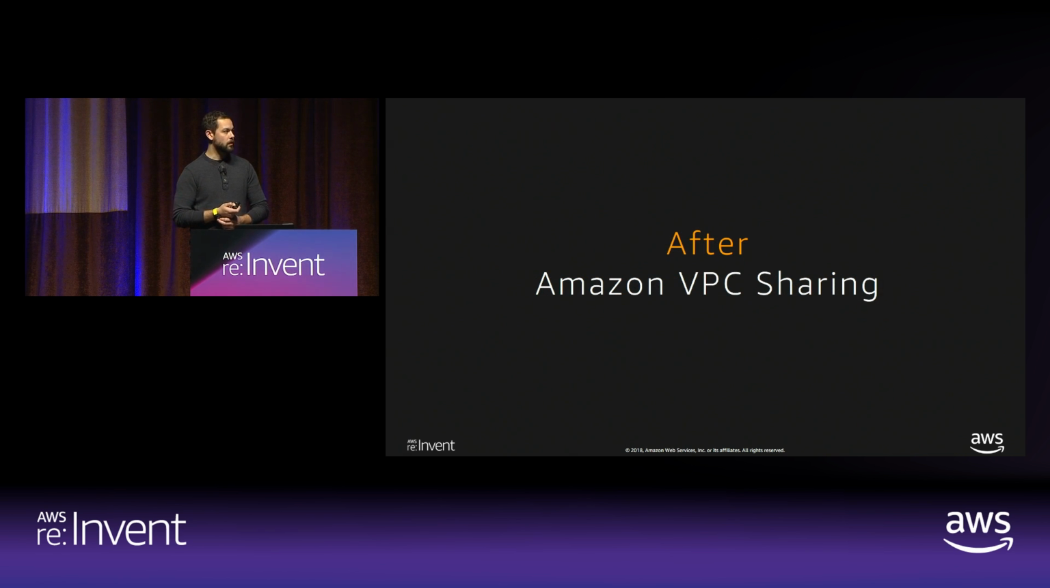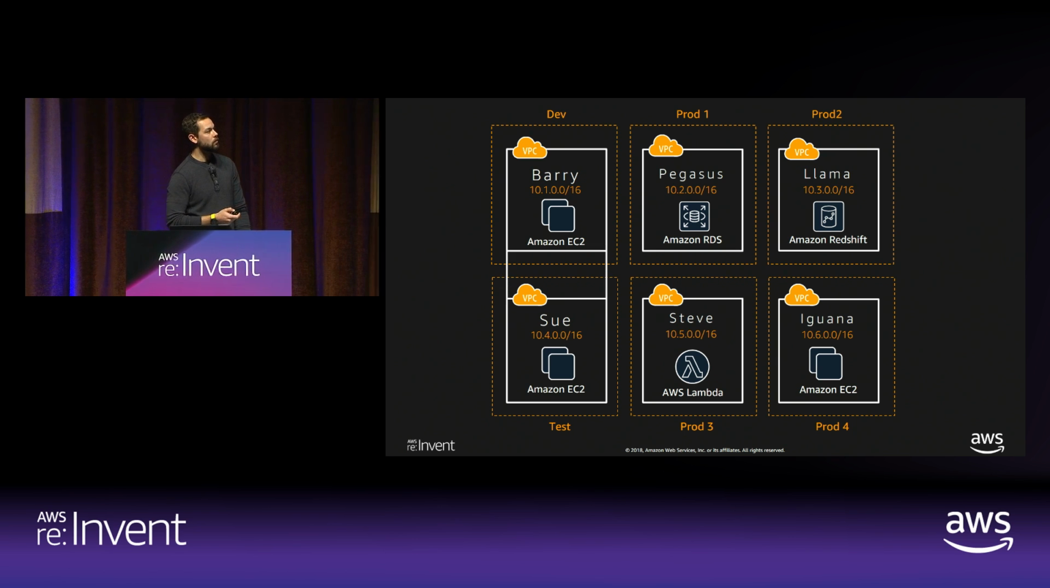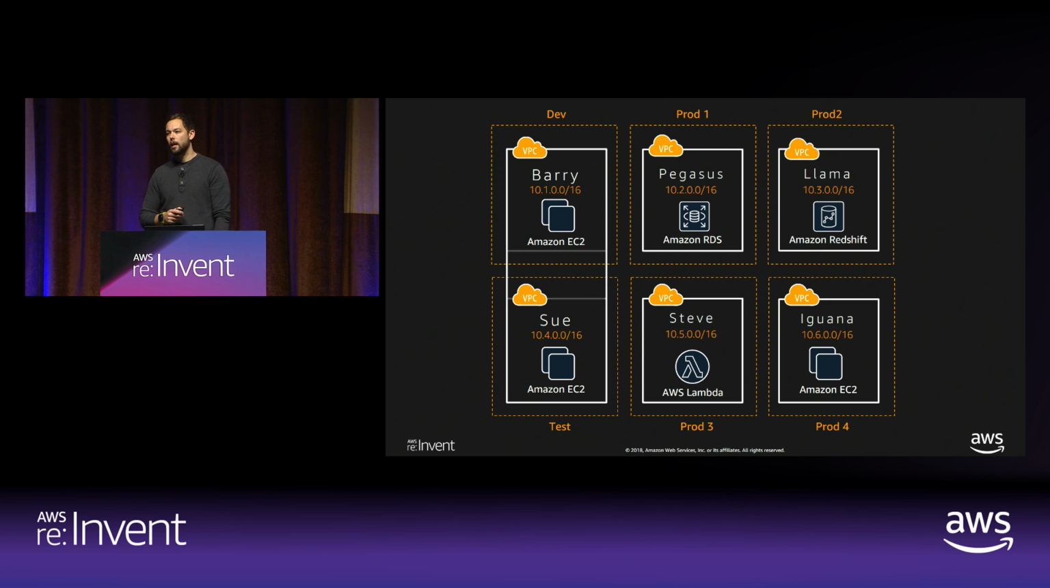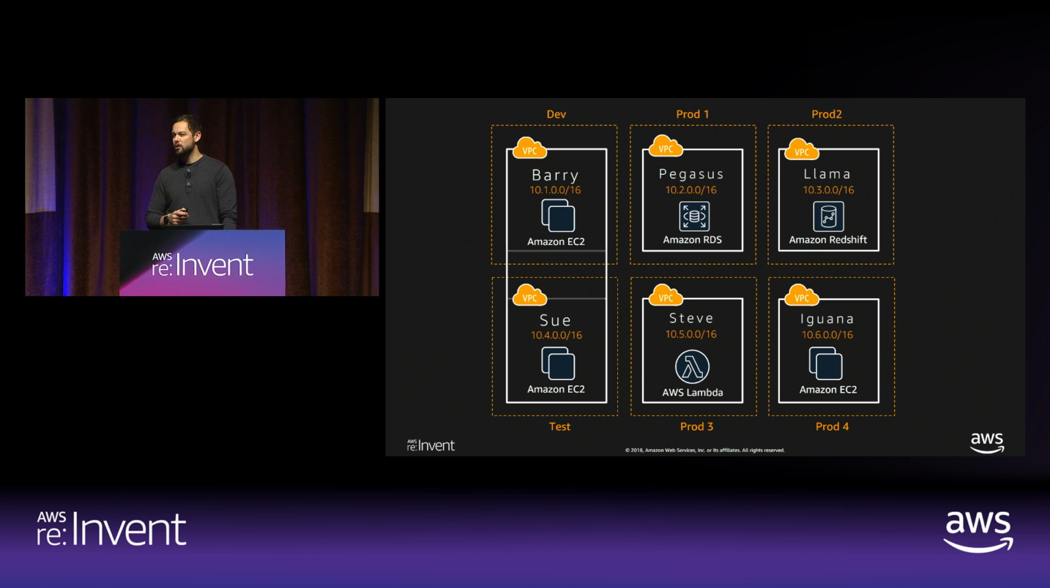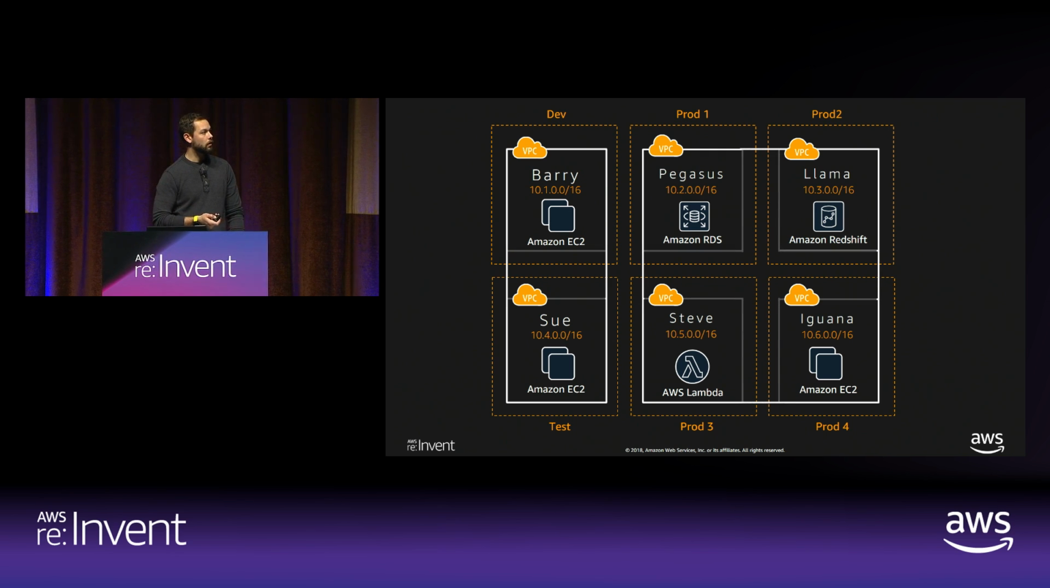What happens after VPC sharing? What does this actually look like? Well, first up, we don't need VPC peering connections. That's pretty huge. So what happens is, we actually, using our Resource Access Manager, I think it's called, and I'm pretty new to that as well, but we've got Barry and Sue now sharing a VPC together. Pegasus, Llama, Steve, and Iguana also share a VPC.